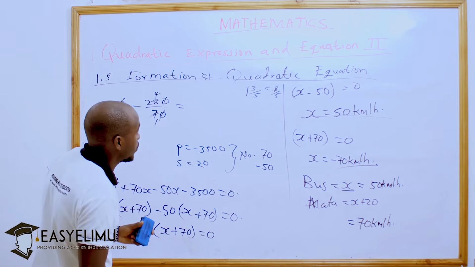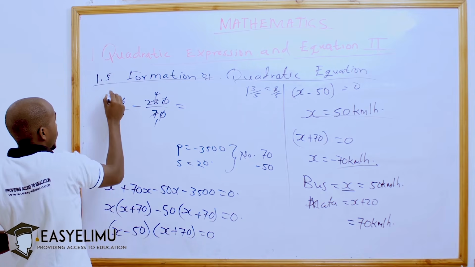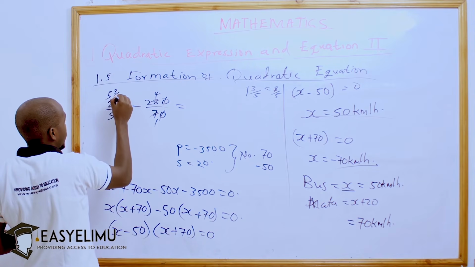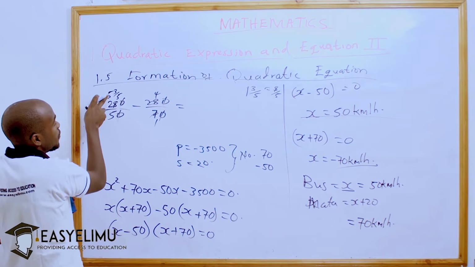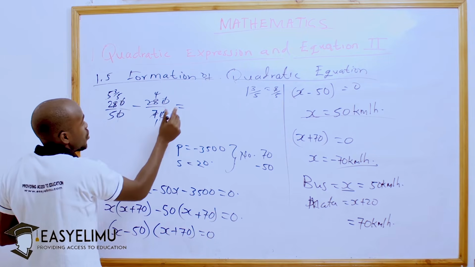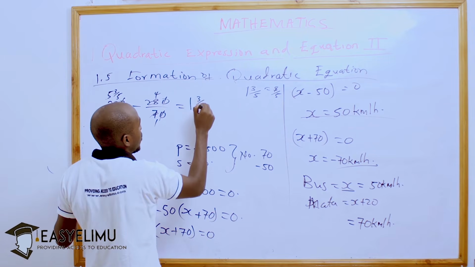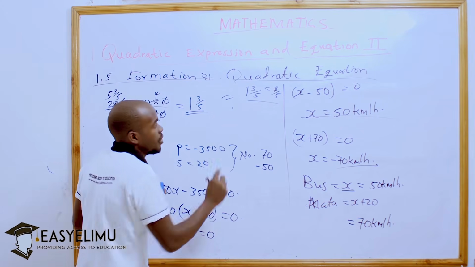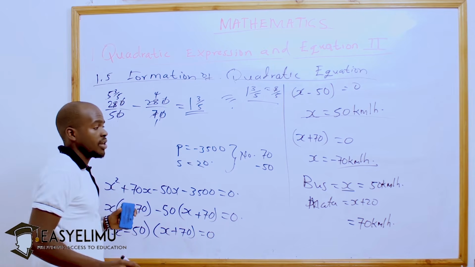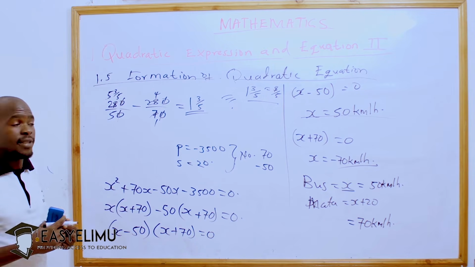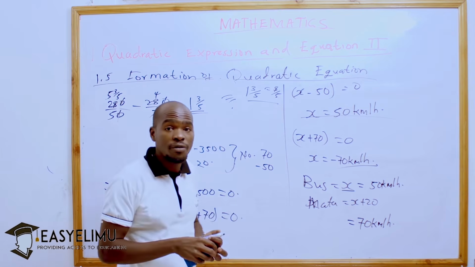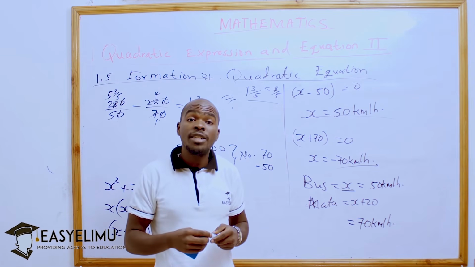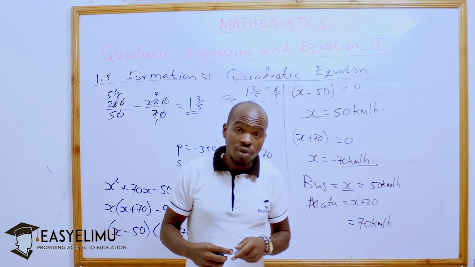And this one is going to give us 5 and 3 over 5. So if you get 5 and 3 over 5 minus 4, you are going to remain with 1 and 3 over 5. And we have seen the two are equivalent, meaning that whatever we have found is the correct answer. And that is how you can solve any kind of given problem if it relates to quadratic equations.